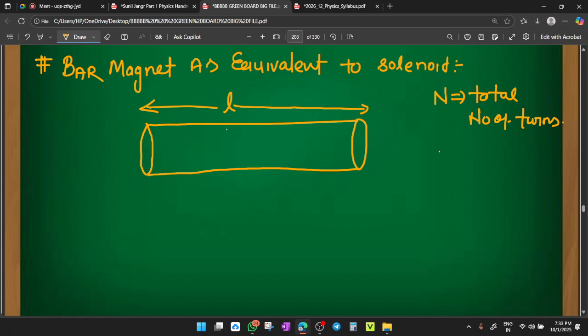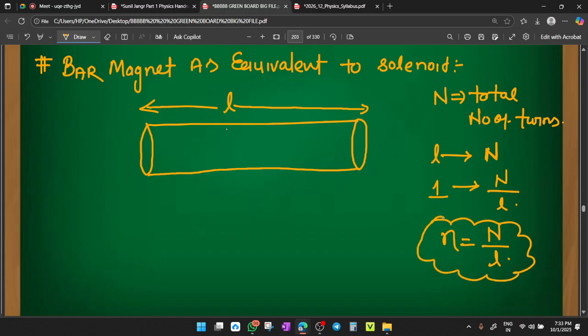If L length contains N number of turns, then unit length will contain N by L number of turns. This is called the number of turns per unit length, and it is commonly denoted by small n. Very important, N by L. This term is very useful. Small n equals capital N by L, the number of turns per unit length. Clear?